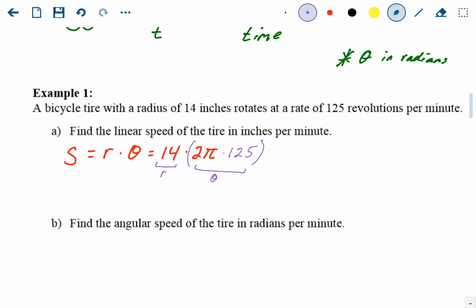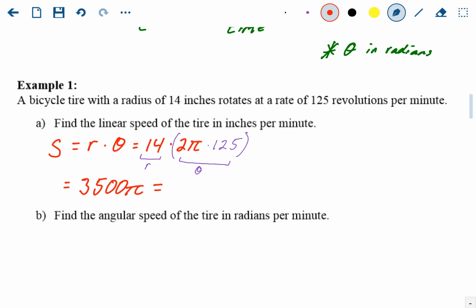All right, that's going to tell us the arc length, which is going to be 14 times 2 times 125, which is 3,500 pi. Which again, doesn't really mean anything to us, so we're going to convert that to normal numbers. We're going to do 3,500 times 3.14, which will give us 10,996 inches. So that's how far it goes in 1 minute.